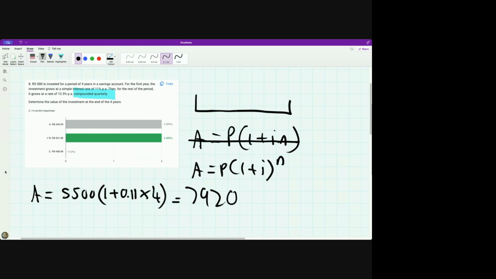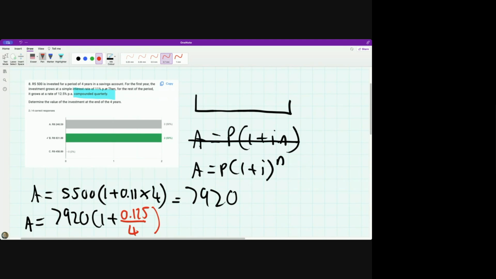Okay, now for the next part, I need to switch to the compound growth formula. So 7,920 times 1 plus, but here's the tricky bit. It's 12.5% per annum, but it's compounded quarterly. So I need to divide this by something. What am I going to divide the 0.125 by? 4. Yes. Perfect.